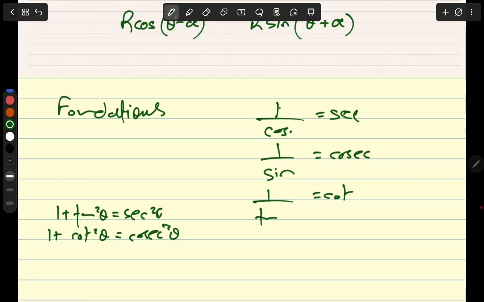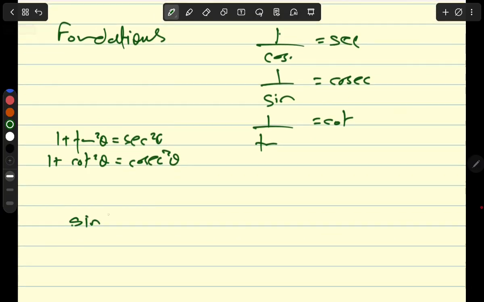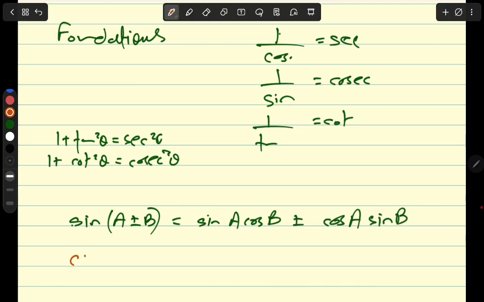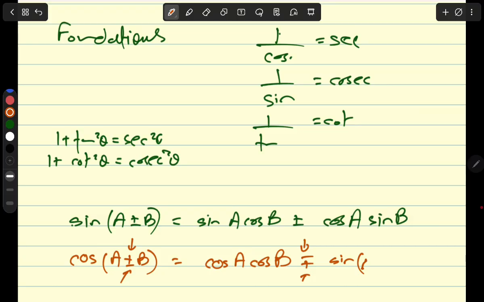And then we developed the compound angle formulas. For sine, sin(A plus or minus b) is equivalent to sin A cos b plus or minus cos A sin b. We also did it for cosine of A plus or minus b, where the sign reverses in the expansion: cos A cos b minus or plus sin A sin b. So plus corresponds to negative, and negative corresponds to positive.